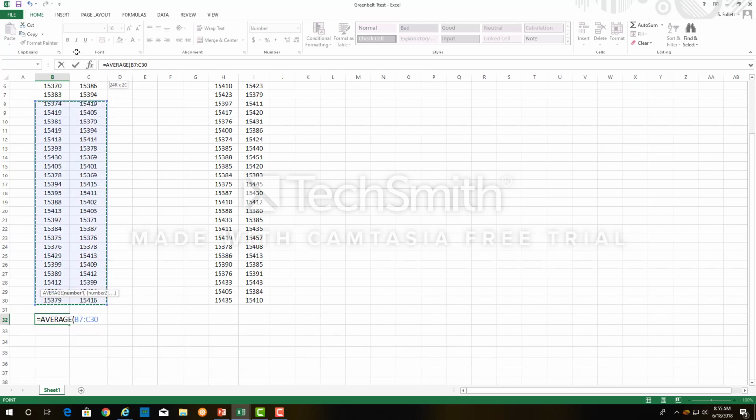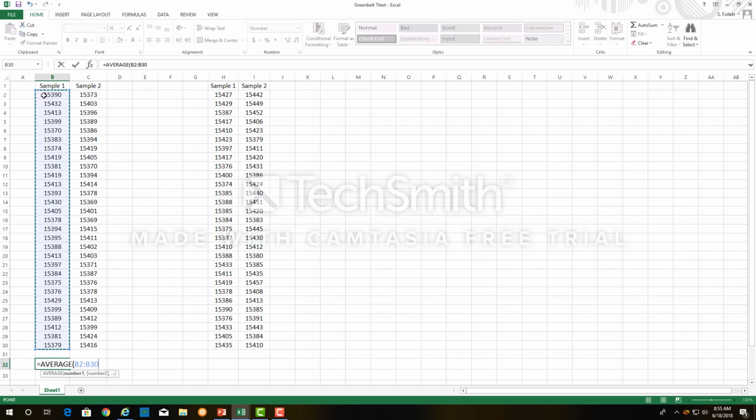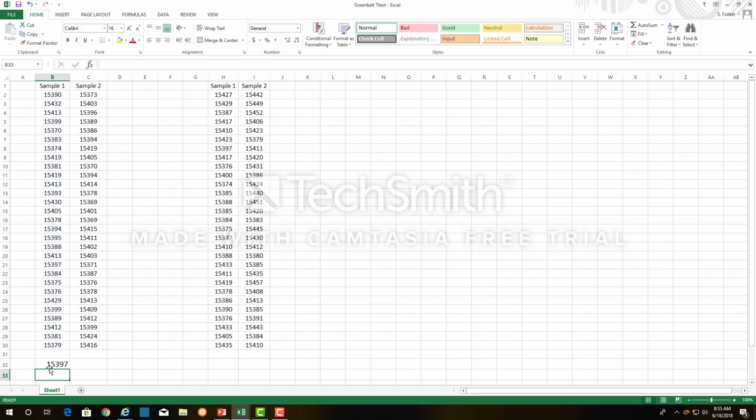I'm just going to take column A or B here, close it off. So you can see my average is 15,397. Let's look at the next column, 15,396. So there's not much of a difference here.